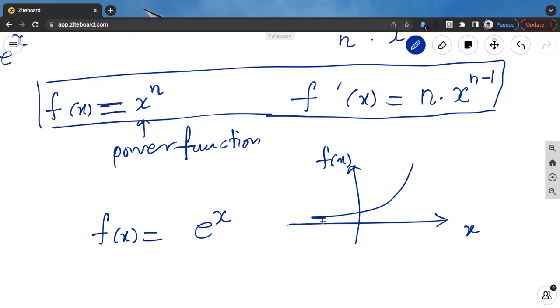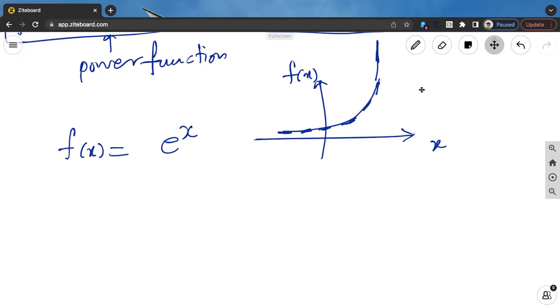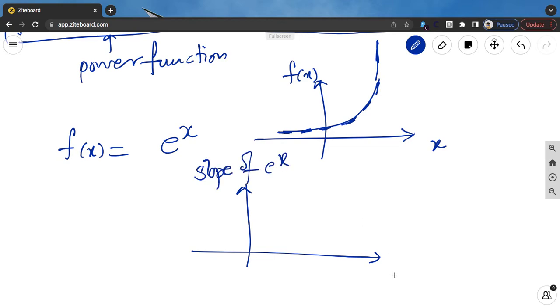So I draw a tangent here. Seems like almost 0. Little positive, some more positive, more positive, more positive. Ultimately, when it goes, it almost becomes infinity. So it is starting from a very small positive number, almost 0, and going on becoming more and more positive till it reaches infinity. If I graph this slope of e raised to x with respect to x, that also looks like this only. Because the slope is starting from a very small positive number, it always remains positive and it ultimately reaches infinity.